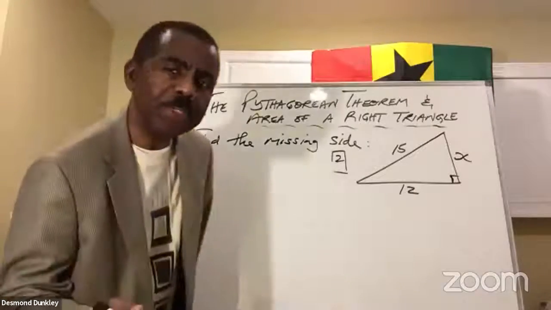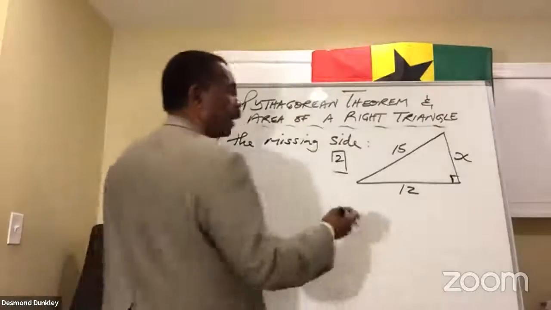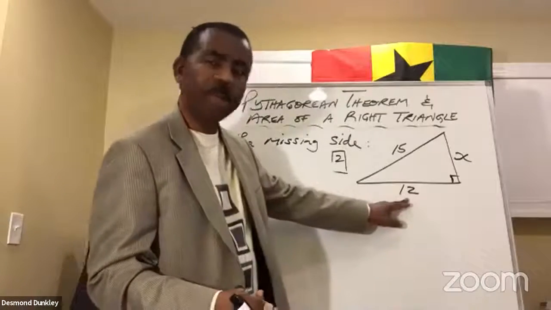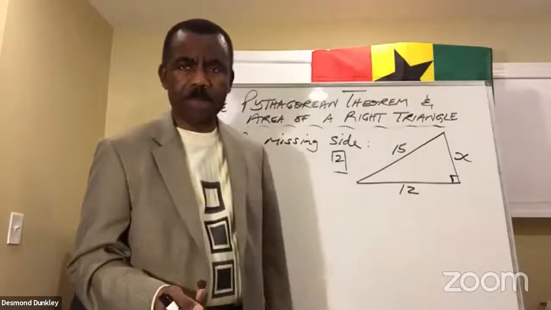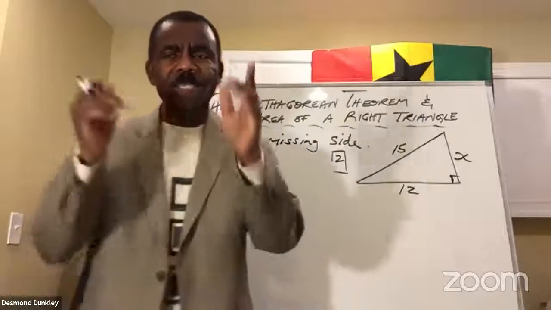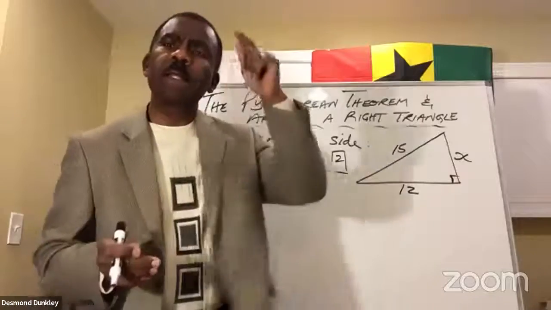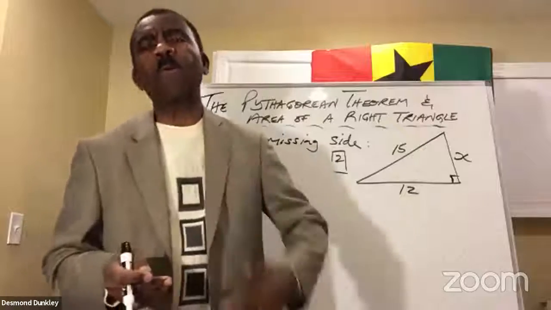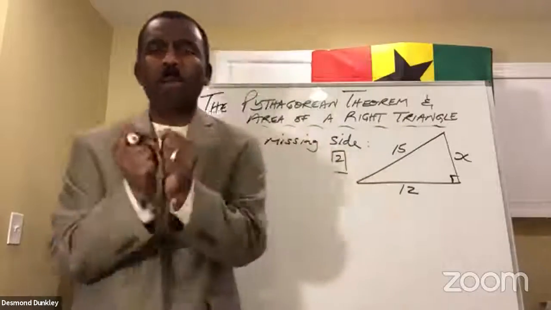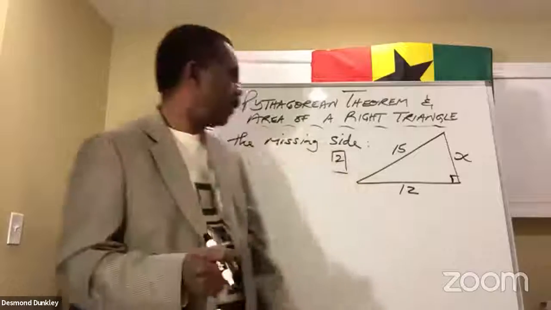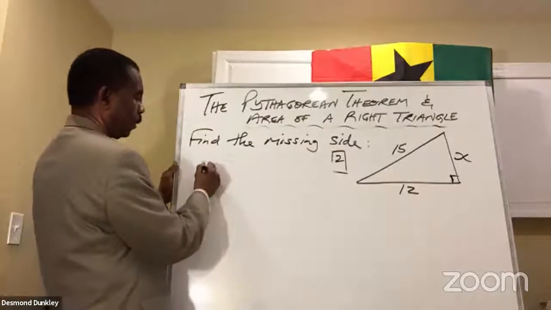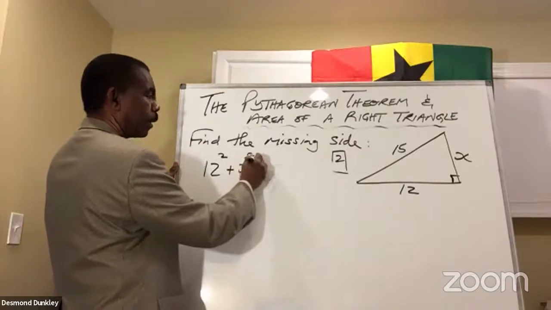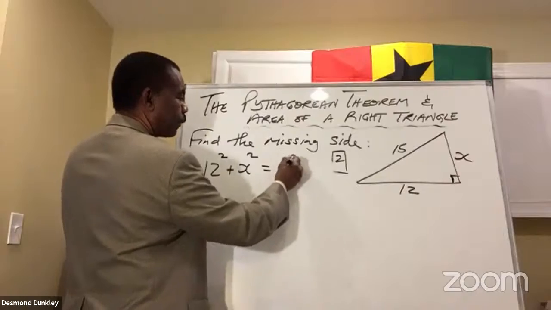So according to the Pythagorean theorem, we need to find what the legs are. Here I see that the legs are 12 and x. Remember, the legs stay together. The hypotenuse stays by itself. So the hypotenuse is always by itself. The legs are always together. They are joined together at the hip. Okay? So here we go. 12 squared plus x squared is equal to 15 squared.